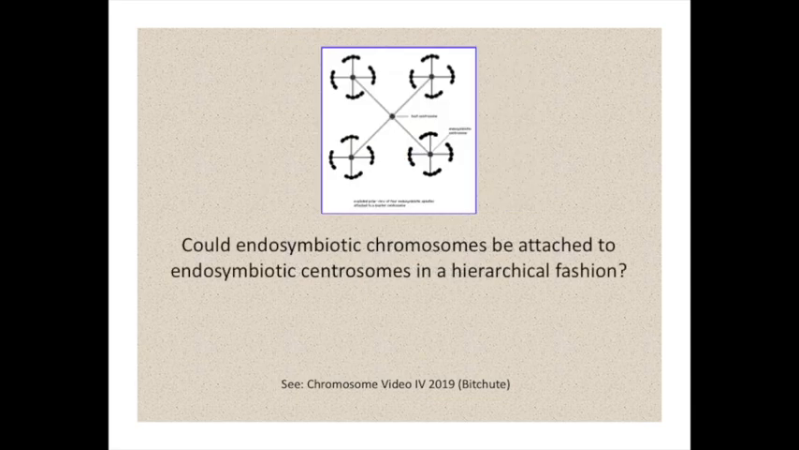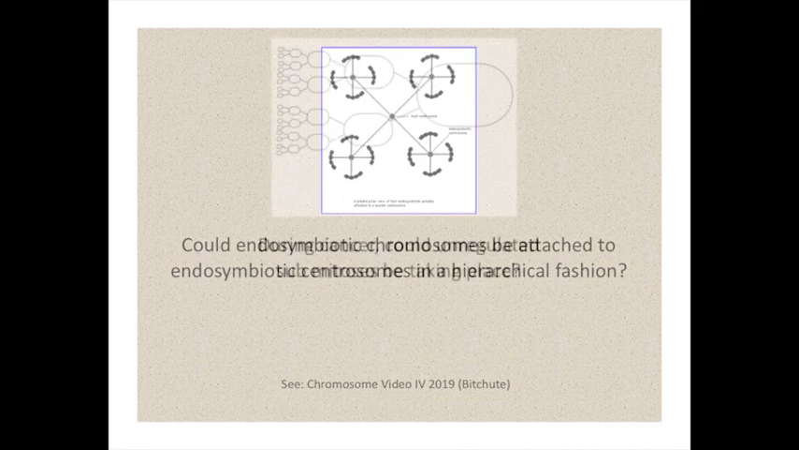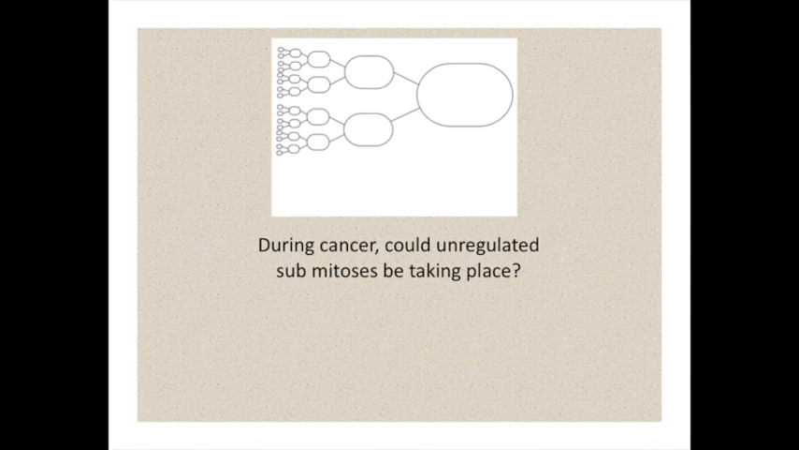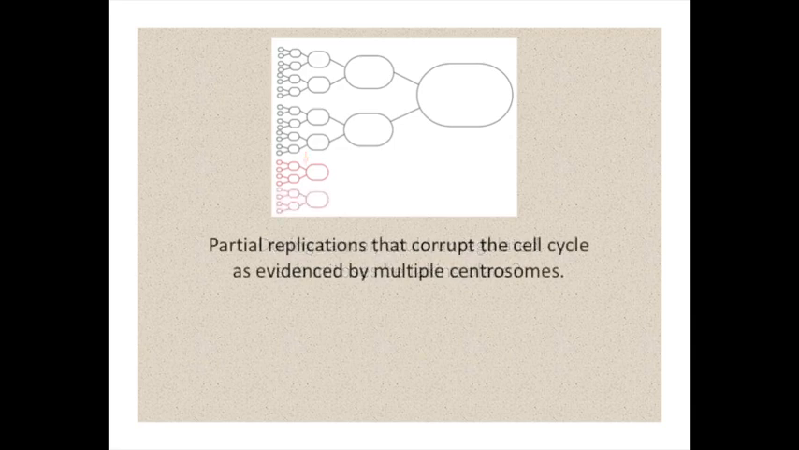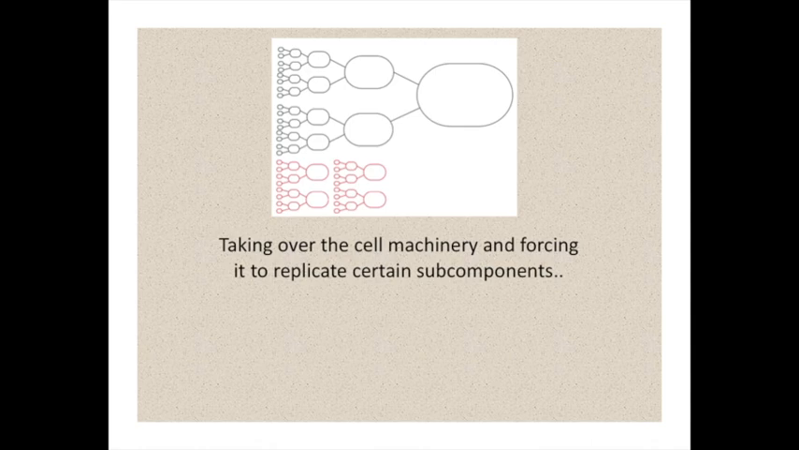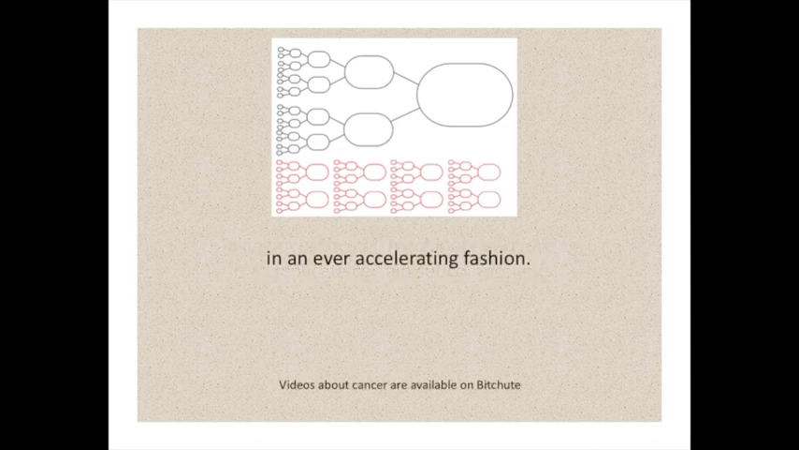Could endosymbiotic chromosomes be attached to endosymbiotic centrosomes in a hierarchical fashion? During cancer, could unregulated submitoses be taking place? Partial replications that corrupt the cell cycle as evidenced by multiple centrosomes? Taking over the cell machinery and forcing it to replicate certain subcomponents in an ever-accelerating fashion?